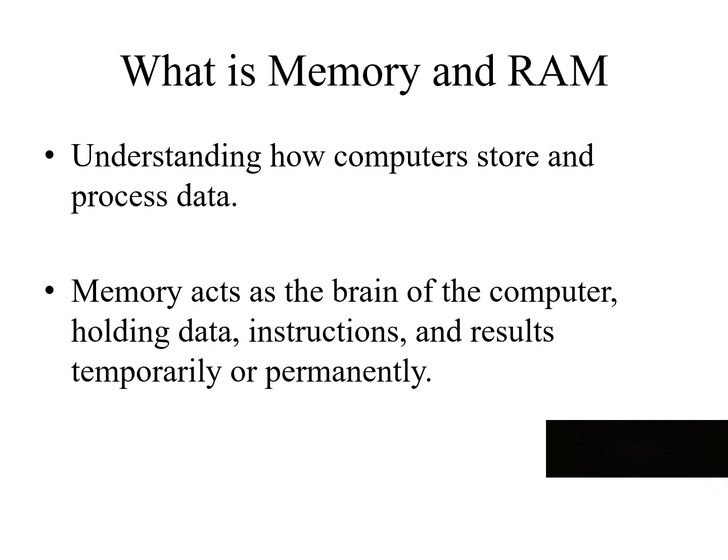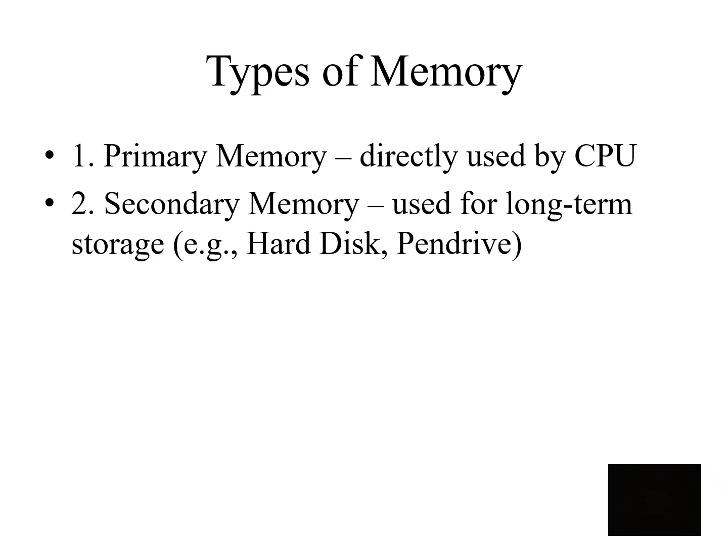Memory is just like the brain of the computer. It stores the data, instructions and results so that the computer can work properly. There are two main types of memory. The first one is primary memory, the main memory, which is used directly by the CPU. And then secondary memory, the permanent storage like a hard disk or pen drive. It is used for long-term storage.